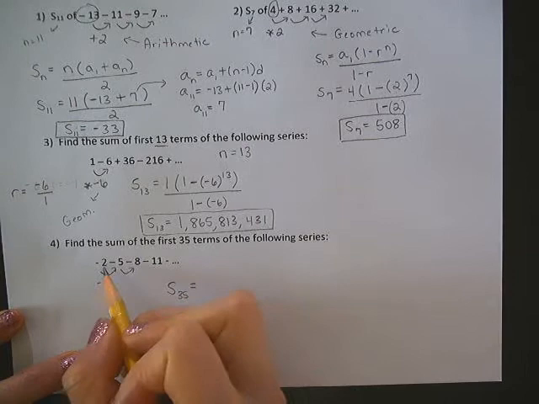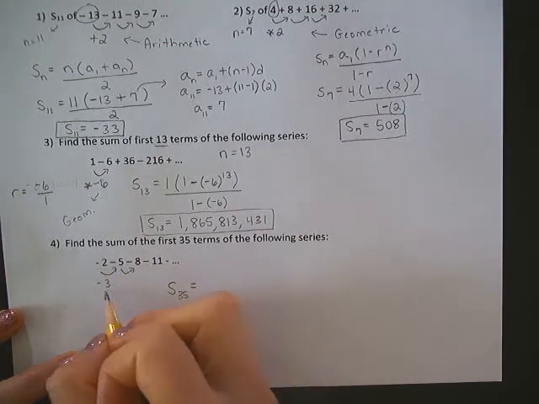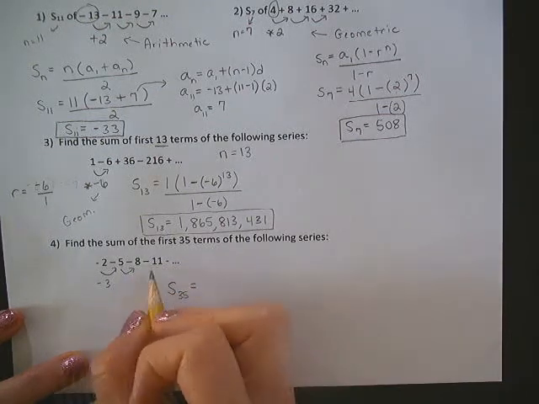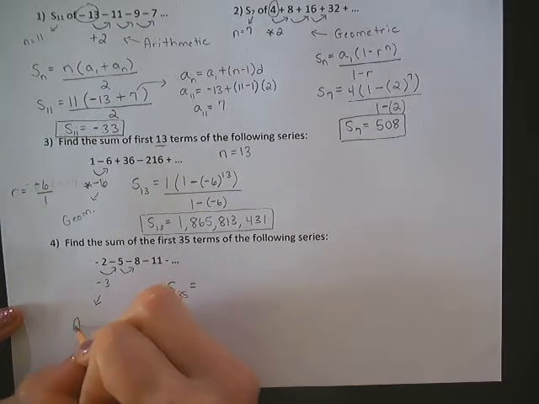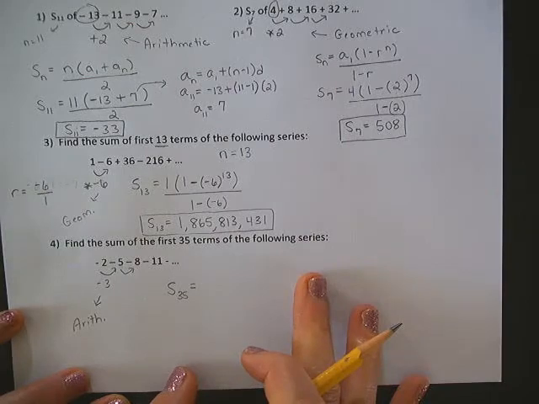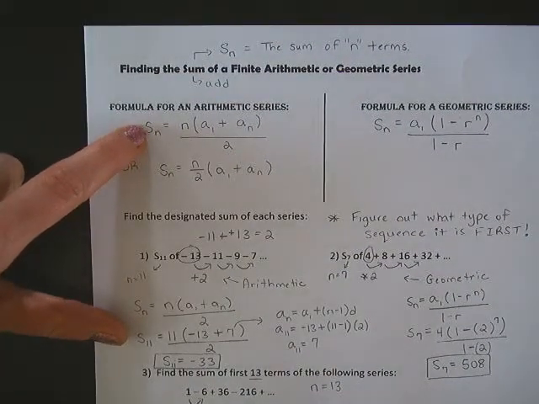So let's see. If I take -2 minus 3, I get -5. -5 minus 3, I get -8. -8 minus 3, I get -11. So that means I'm subtracting 3. So this means that it's arithmetic. So I'm actually going to use the arithmetic equation. So I'm going to be using this one. All right. So look at it while I go over it.